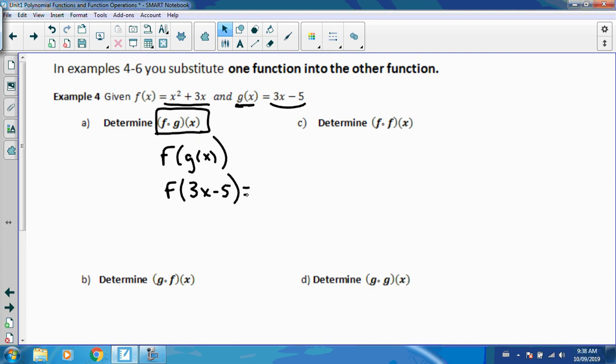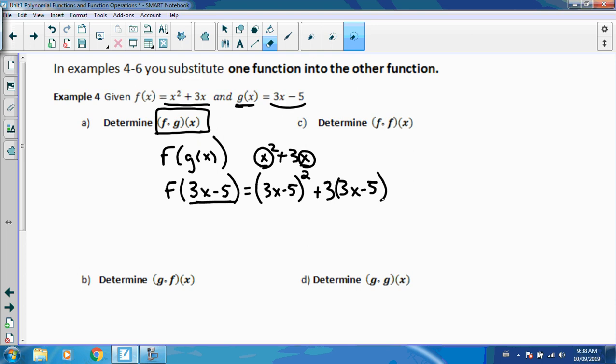So f of x is x squared plus 3x. So it means anywhere I see that x, so it was x squared plus 3x, anywhere I see that x, I'm going to replace with this function. So I've got 3x minus 5, where this x was, squared plus 3 times this x, which is really 3x minus 5. And then I just kind of have to do some algebra to clean this up.